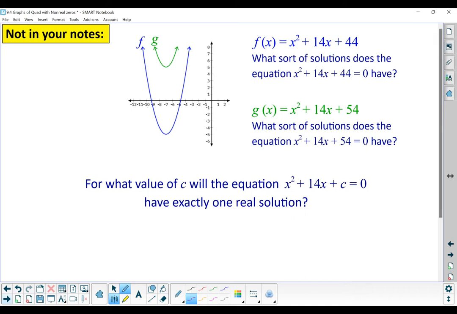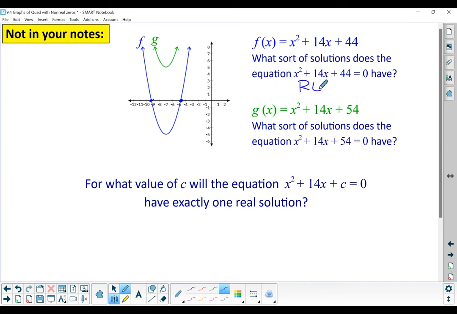We're going to think a little bit about these graphs a little bit more, and then we'll finish up circling back to projectile motion. So function f is x squared plus 14x plus 44, and you can see the graph there of function f. And function f corresponds to this equation, x squared plus 14x plus 44 equals 0. That's going to tell me about these x-intercepts. So what sort of solutions does this equation have?